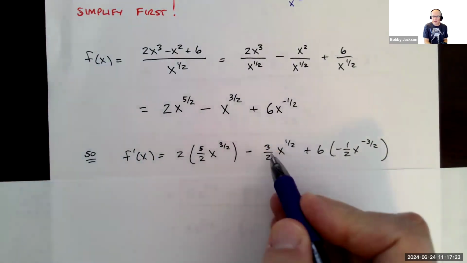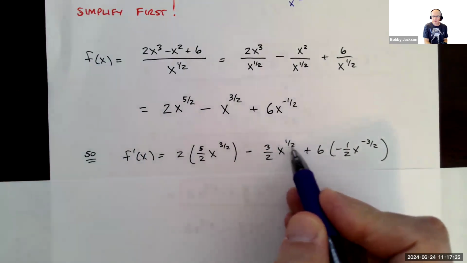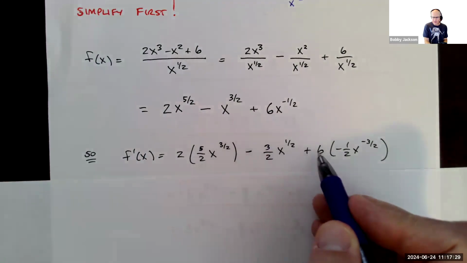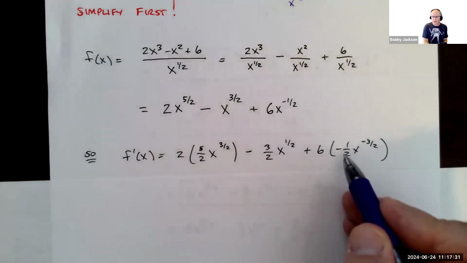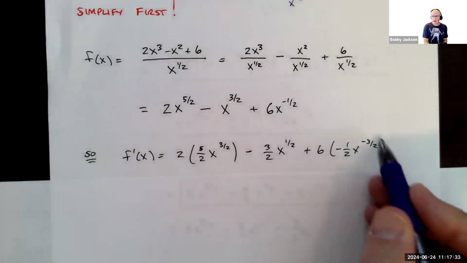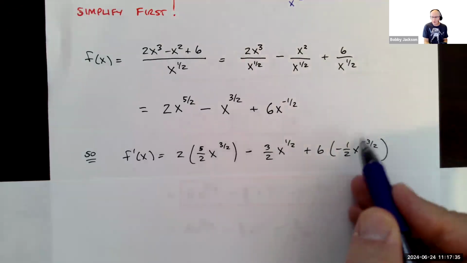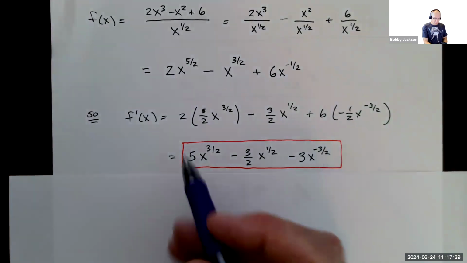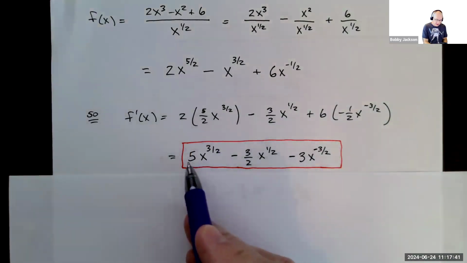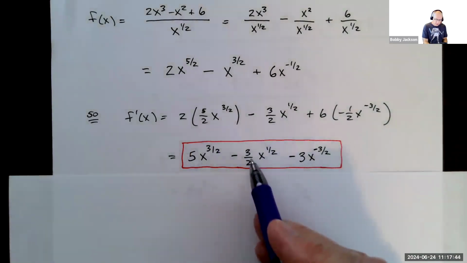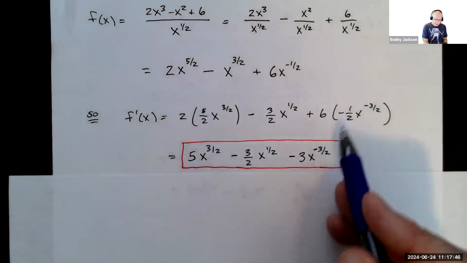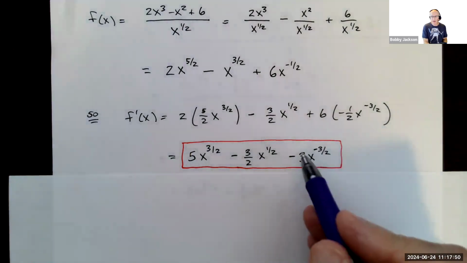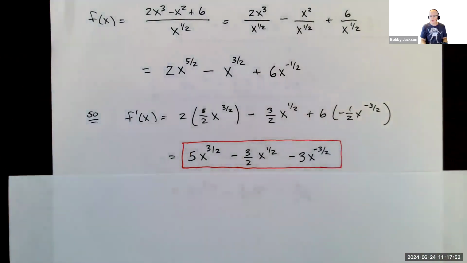And then minus what? Power rule. Bring the 3/2 down. Subtract 1 from 3/2, I get 1/2. X to the 1/2. And then here, 6 is a constant multiple. Bring the negative 1/2 down. X to what power? Subtracting 1 from negative 1/2 is negative 3/2. We can clean this up now. Multiplying 2 times 5/2 gives me 5x to the 3/2. Rewrite that. And then here, 6 times negative 1/2 is negative 3. Notice positive times a negative gives me negative 3x to the negative 3/2.